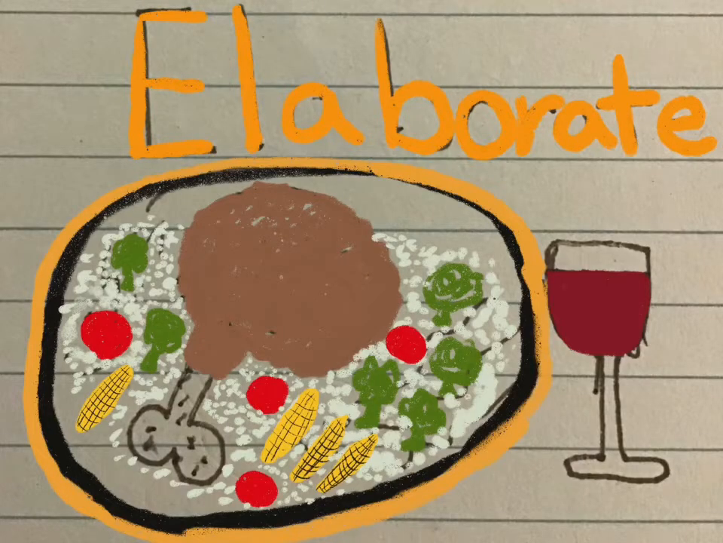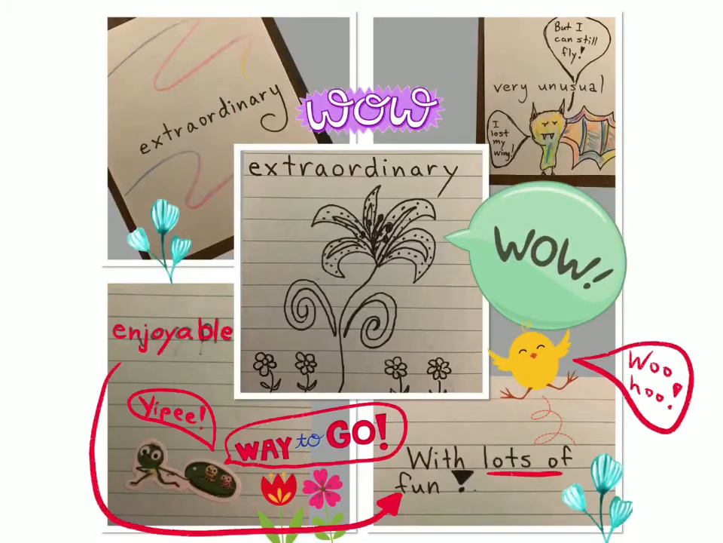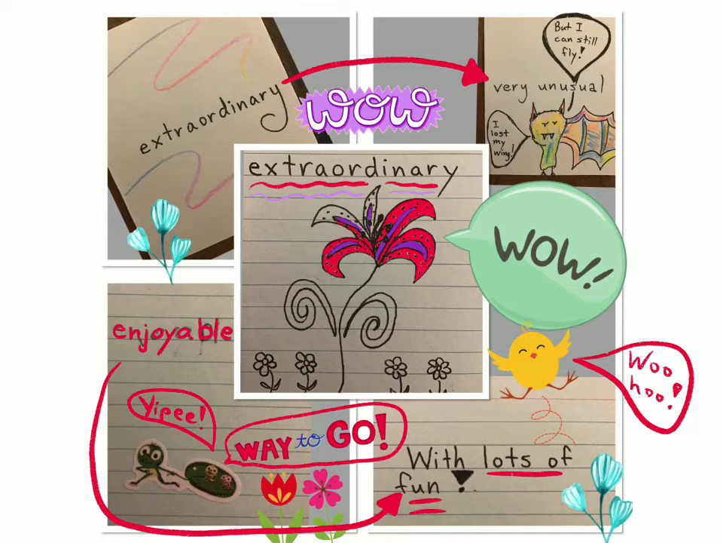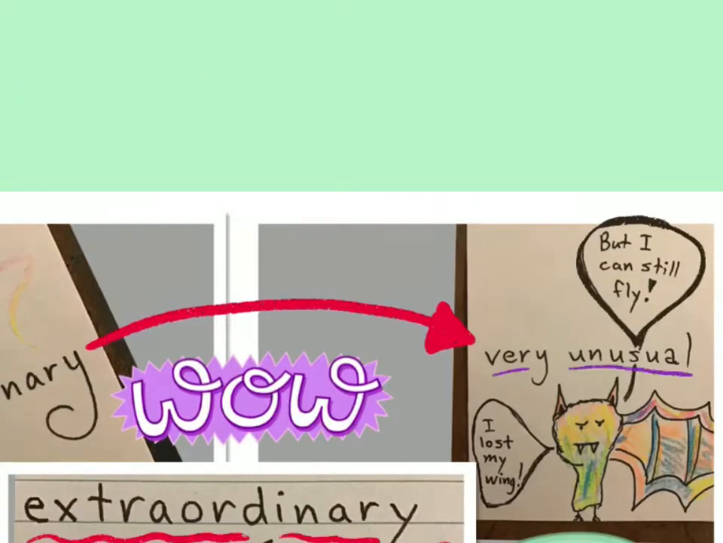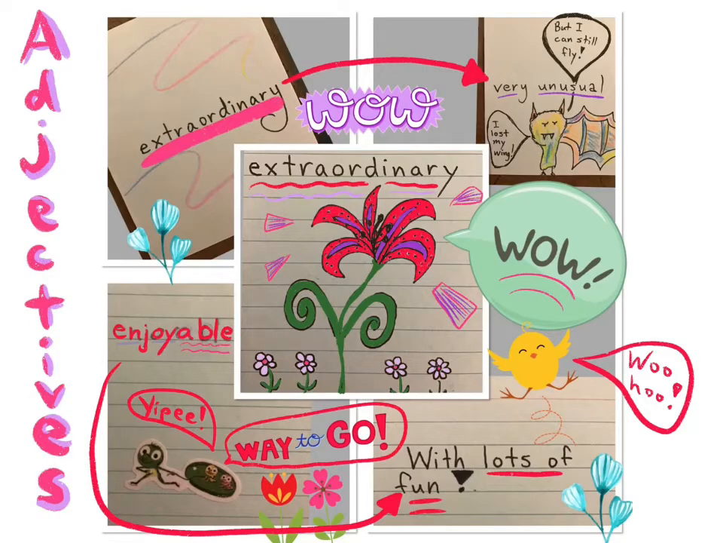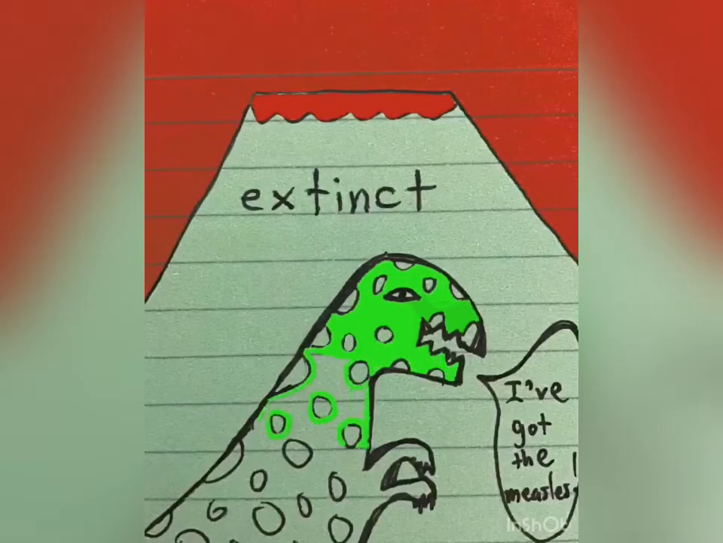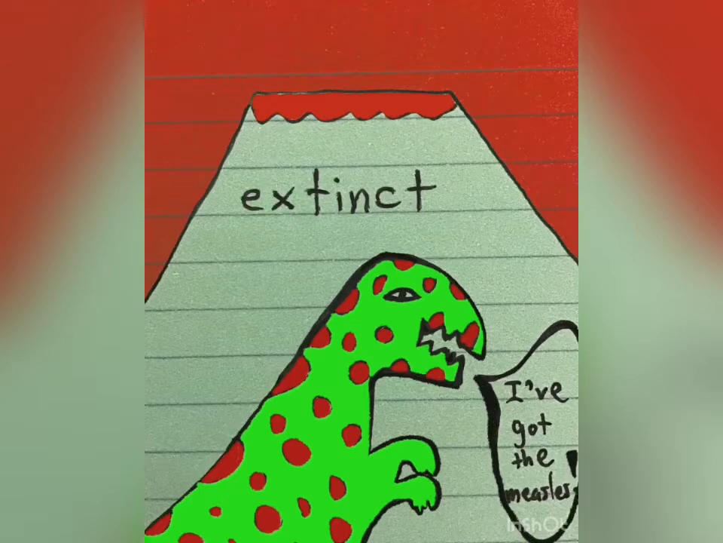Elaborate means fancy. This is an elaborate meal. Extraordinary means very unusual. Look at that extraordinary flower. Look at that extraordinary rainbow bat. He's missing a wing, but he can fly. Enjoyable means with lots of fun. We also have the word extinct. Dinosaurs went extinct many years ago. To go extinct means to disappear, to no longer live, to no longer be in existence.